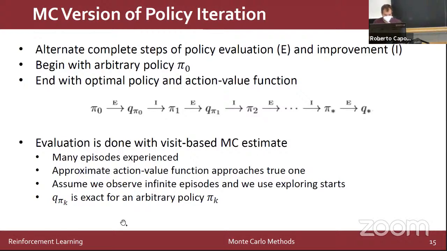Then we also assume that, if this is true, it means that we are visiting every state and action, and we are seeing so many episodes that we can compute the exact Q pi, the exact value of a policy, for any policy pi.